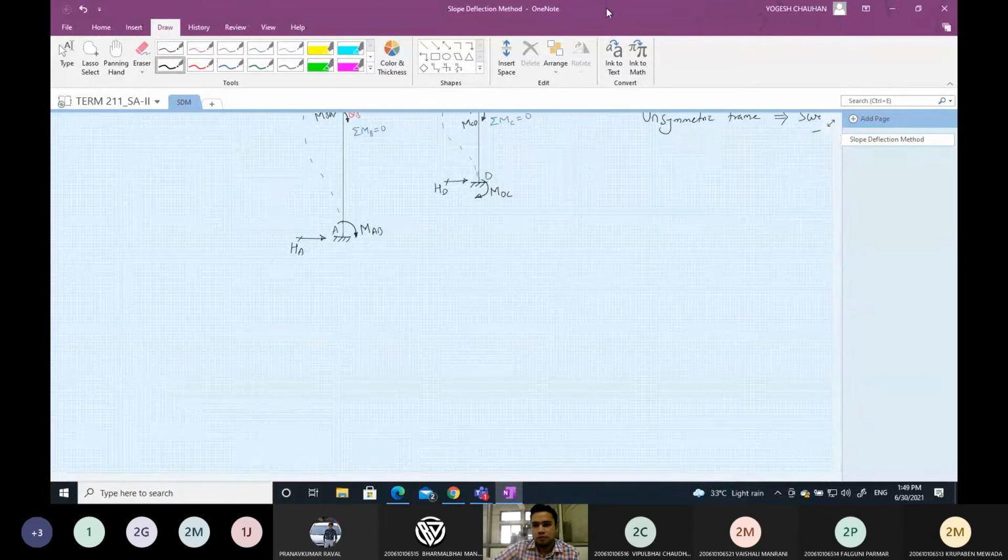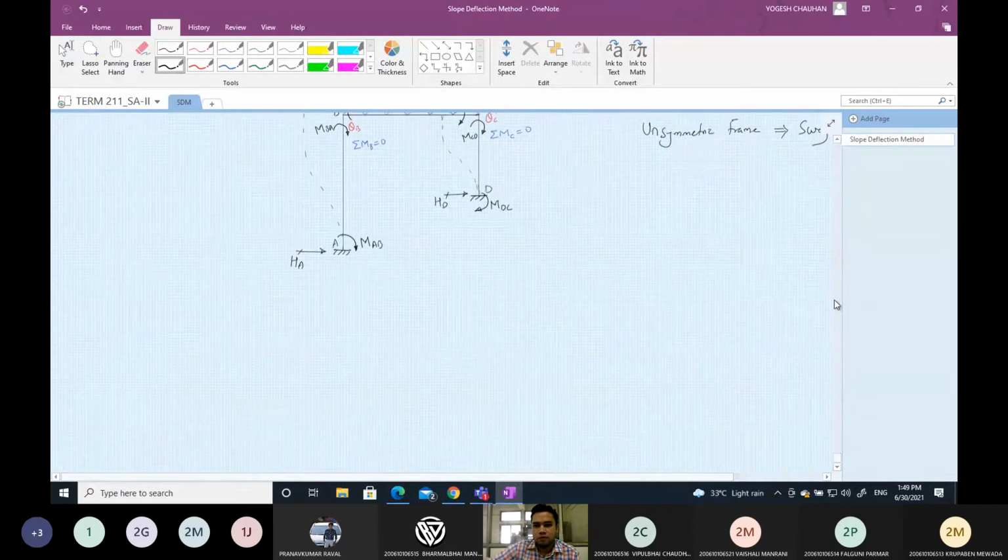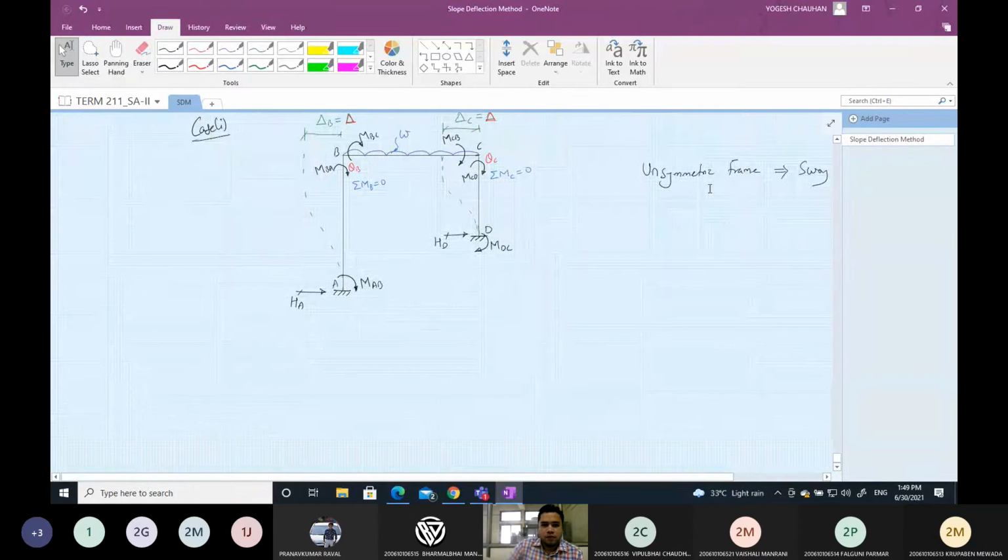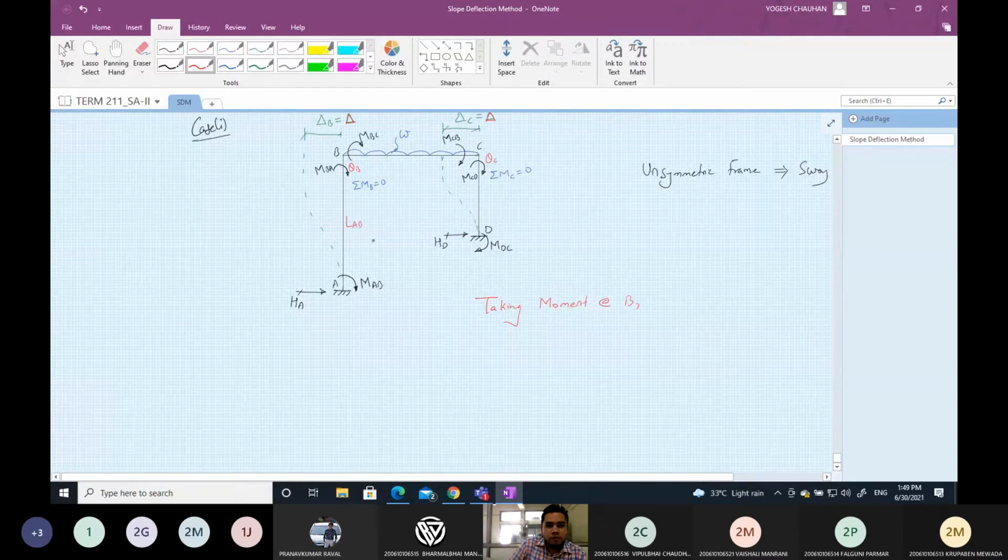So let us take moment at B. So you will have this HA into, let this height be LAB, length of this member be LAB, length of this member be LCD, and length of this member be LBC.